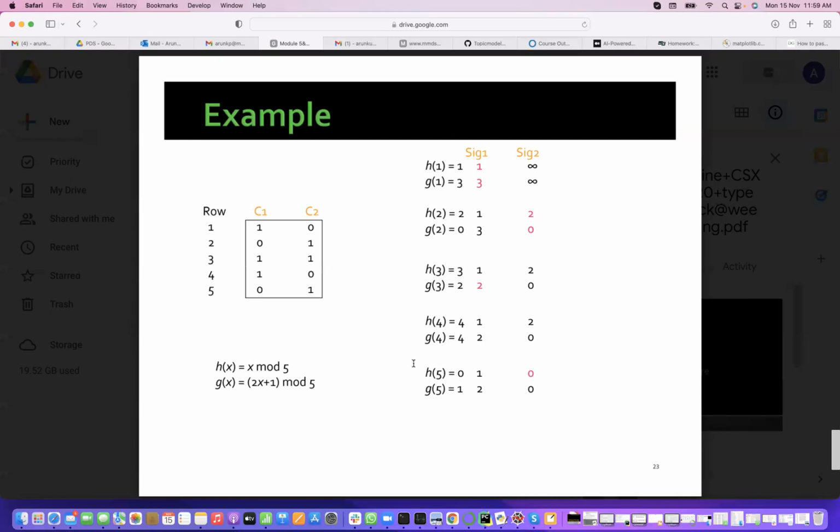So how did you get this? Finally, your signature. We are not storing any permutation here. We are simply taking a hash function.